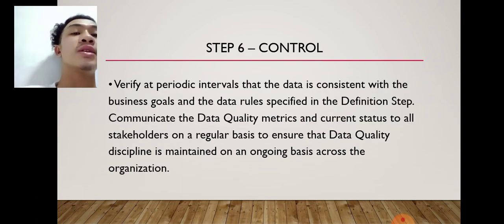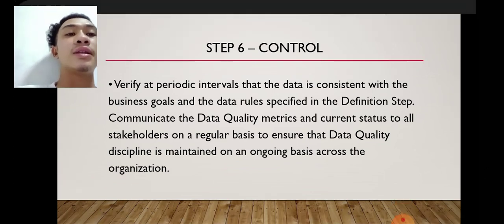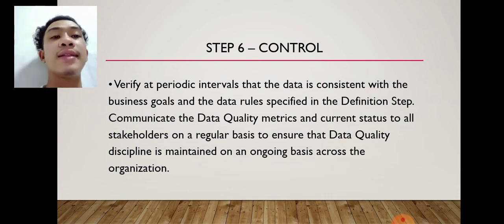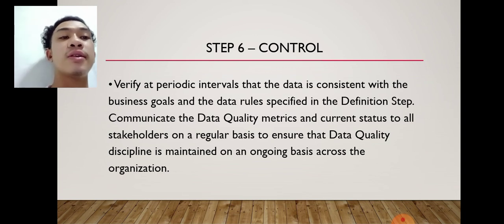So step 6, control. Verify at periodic intervals that the data is consistent with the business goals and data rules specified in the definition step. Communicate data quality metrics and current status to all stakeholders on a regular basis to ensure that data quality discipline is maintained on an ongoing basis across the organization.